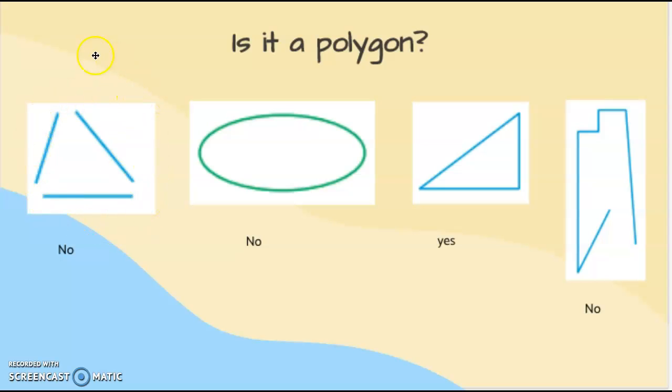We know the first one is not a polygon because it is not a closed shape. We know the second one's not a polygon because it doesn't have straight line segments. It is curved. We know the third shape is a polygon because it's closed and has straight line segments. And we know the last one is not a polygon because it's an open shape. Just a quick review of what is a polygon. Super important to know what a polygon is.